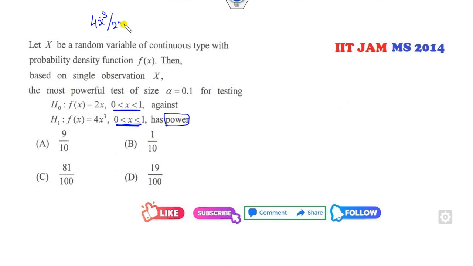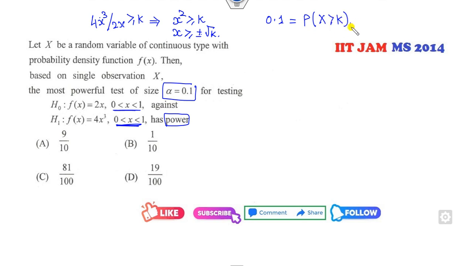4x cube over 2x is greater than k. So that means x square is greater than k. So x is plus minus root k. But since x is always positive, I can take it as a positive sign. So my power size is given as this. So it means 0.1 is the probability of x greater than k under the case of H naught. H naught is my here. So from here I can find the value of k.